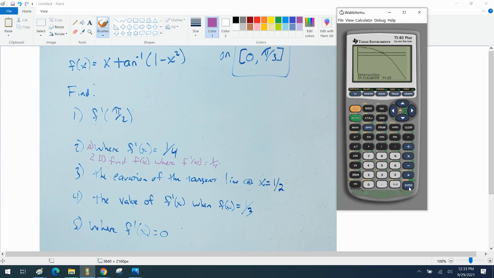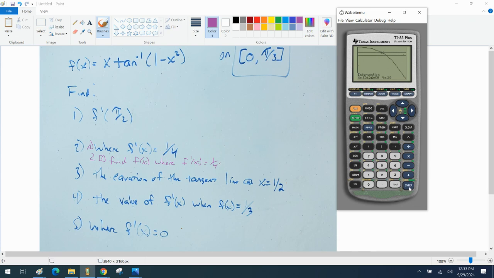So yeah, isn't it on the other side too? Wouldn't it also be negative? It would not, because our domain is from 0 to pi over 3. Oh, yep. Okay? So part B, find f of x where f prime is equal to 1/4.